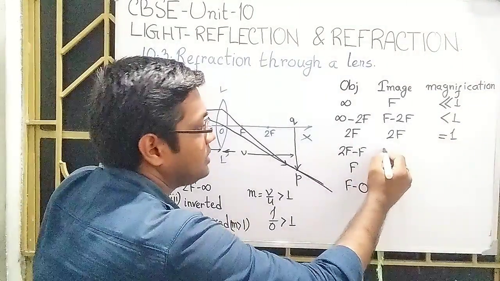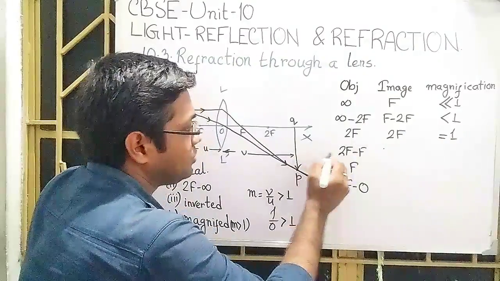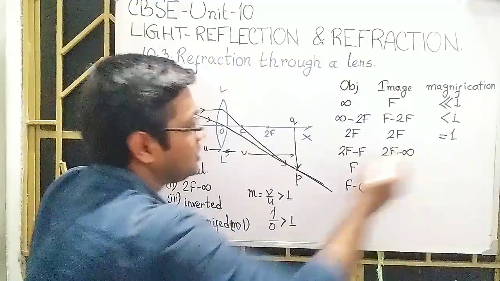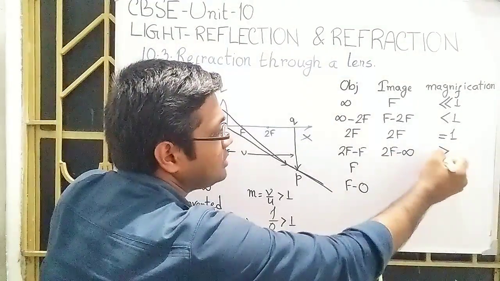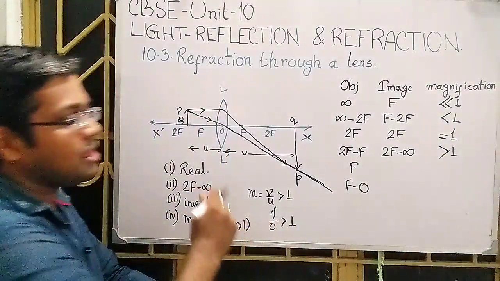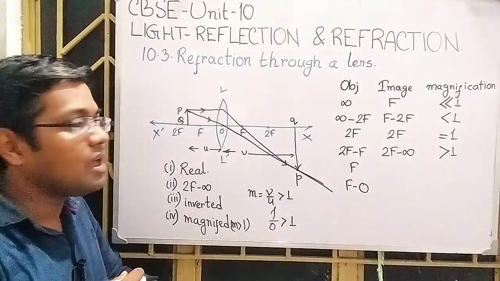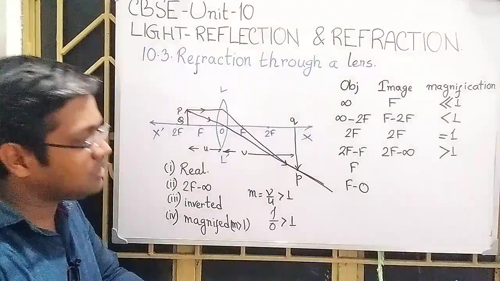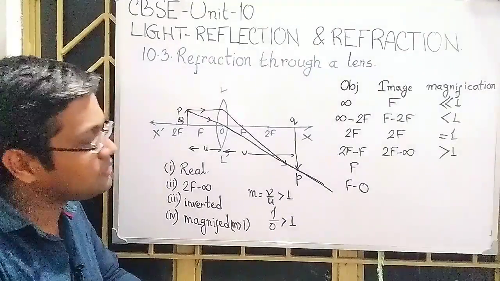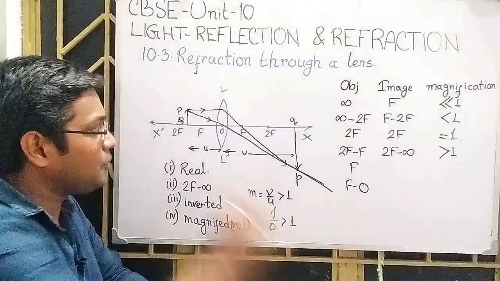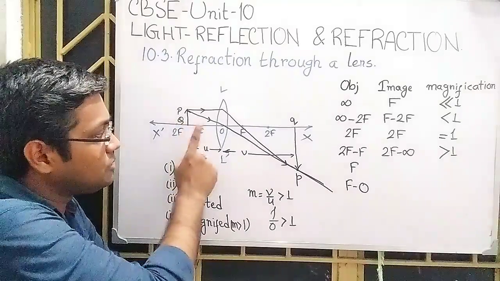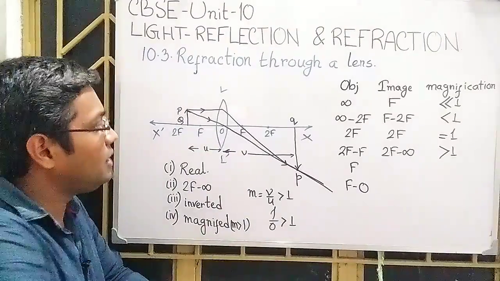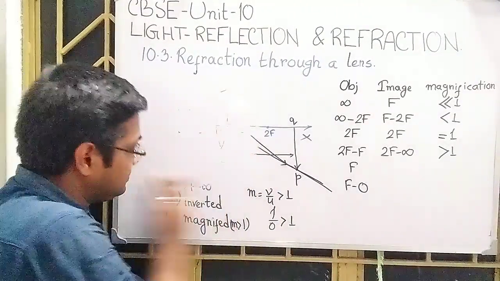So here, the object is placed between 2f and f, the image is obtained in between the 2f and infinity, and the size of the image is greater than the object, and the magnification is also greater than 1. Next, we will try to find, if the object is placed at the focus, if we move the object again and place it one step towards the lens, then where we will get the image.